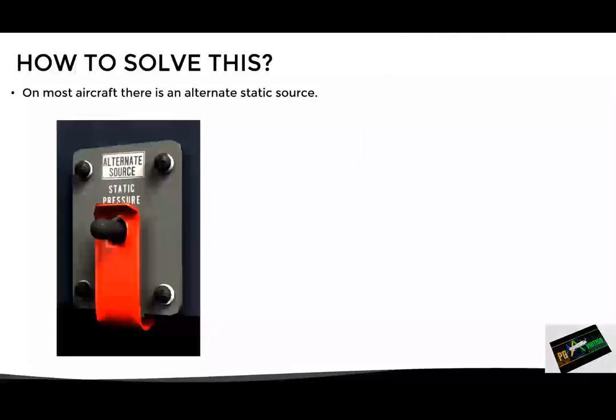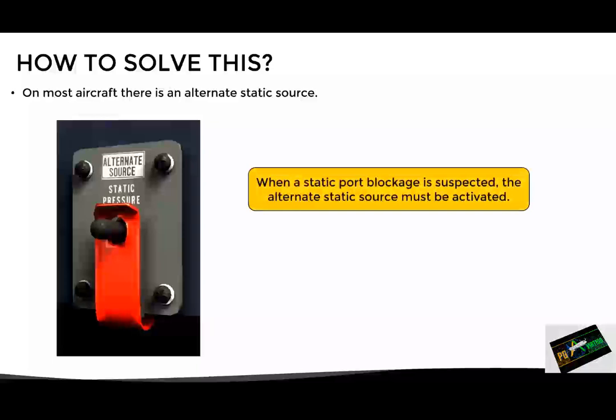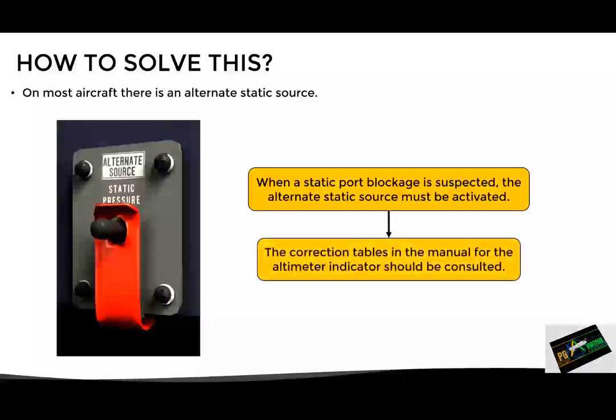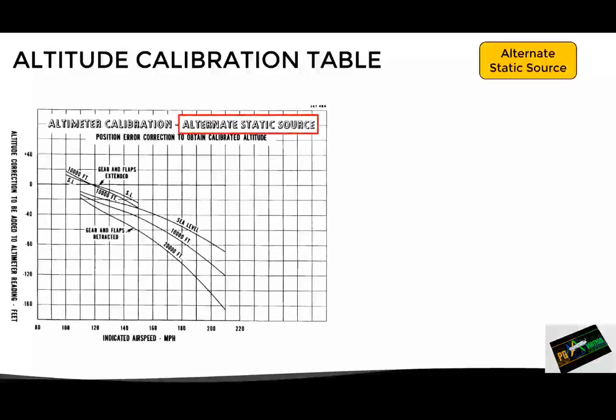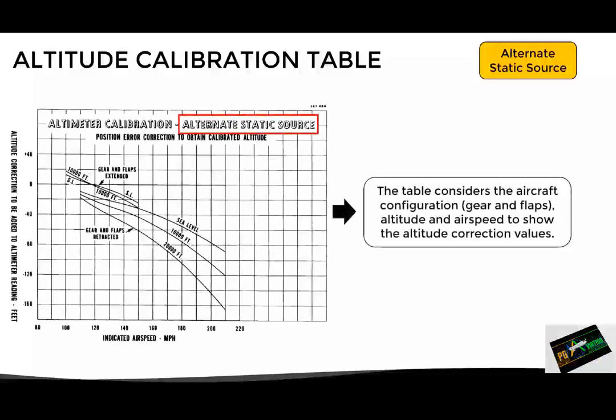So, how can the pilot solve this situation? Well, in most aircraft there is an alternate static source, which can be activated from the cockpit using a switch. Now, in case of using this alternate source, the pilot must consult the corresponding altitude calibration table, since, as we already know, the static pressure sensed by this alternate source is slightly different. Here we can see an example of an alternate static source altitude calibration table. As we can see, it is very similar to a regular altitude calibration table, so it is used the same way.